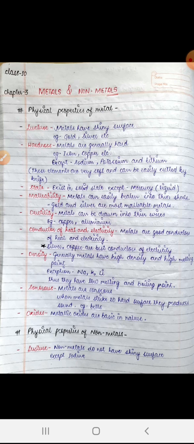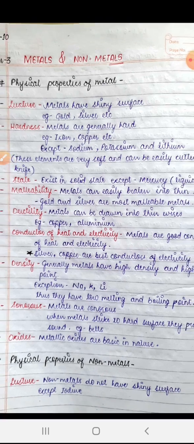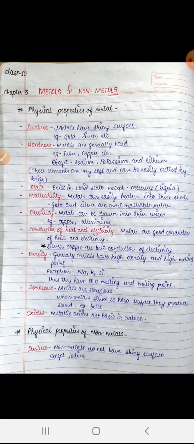Means if you want to melt any metal, then you have to give much more heat as compared to that of a liquid and as compared to that of a gas. So generally metals have high density and high melting point. Exceptions are still there, and the exceptions are sodium, potassium and lithium. Why? Because they have low melting point and low boiling point too. The density of sodium, potassium and lithium is very less. That's why they have low melting and boiling point.